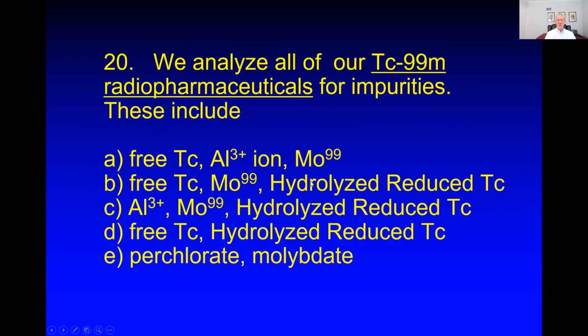We analyze our technetium radiopharmaceuticals for impurities. These include D, free tech. Free tech is pertechnetate. We don't want it in MDP, for example. Hydrolyzed reduced is a colloid. We don't want that either. The other things are related to generator QC, but not radiopharmaceuticals. So the correct answer is choice D.